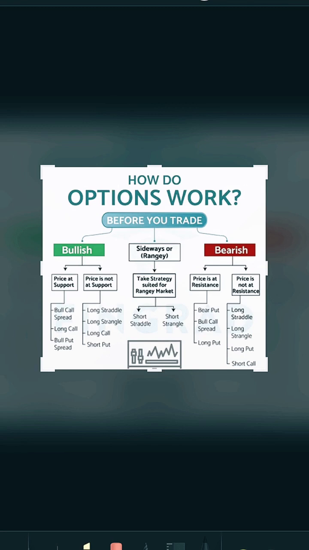Yeah, sideways or rangy. That's what we had today on SPY and IWM. Take a strategy suited for a rangy market, short straddle or short strangle. I wouldn't do either one. I just don't trade sideways.